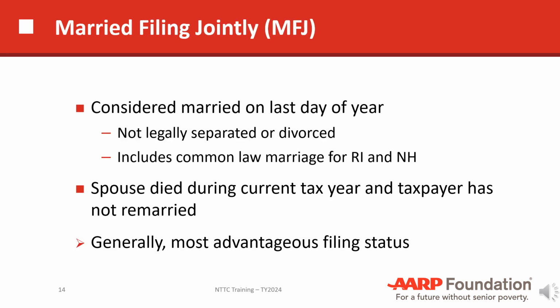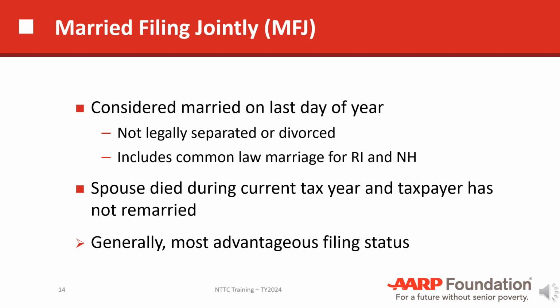Married filing jointly filing status. These are people that are considered married on the last day of the year, December 31st, not legally separated or divorced, so they're still married, and it includes common law marriage, both Rhode Island and New Hampshire. It may also include a situation where the spouse may have died during the current tax year and the taxpayer has not remarried. So those people would also be filing jointly, even though one spouse had passed away.